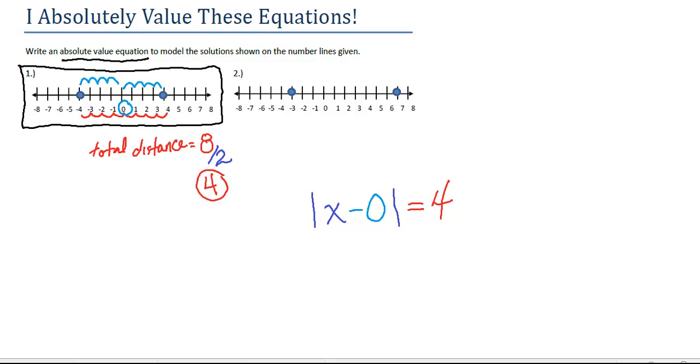Now I'm just going to go ahead and dress this up a little bit. My final result would be, well, x minus 0 is obviously just x. So now what I have here is the absolute value of x equals 4.